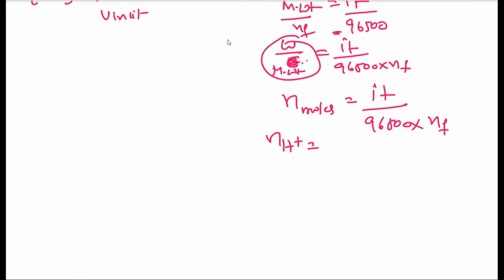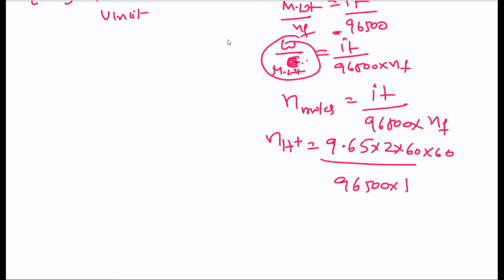I given: 9.65, time given: 2 into 60 into 60, by 96,500 into N factor. Here N factor is 1 because of H+; I already told you previously in this, what is the gas coming at the anode, what are the H+ ions?